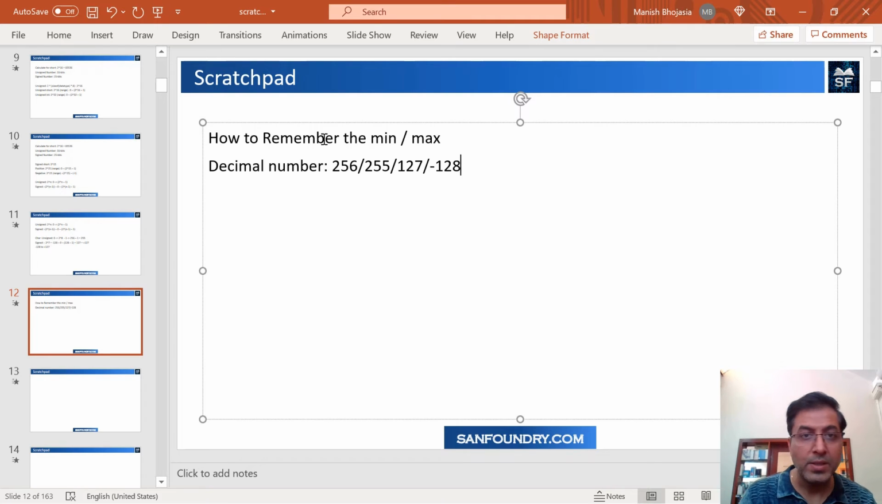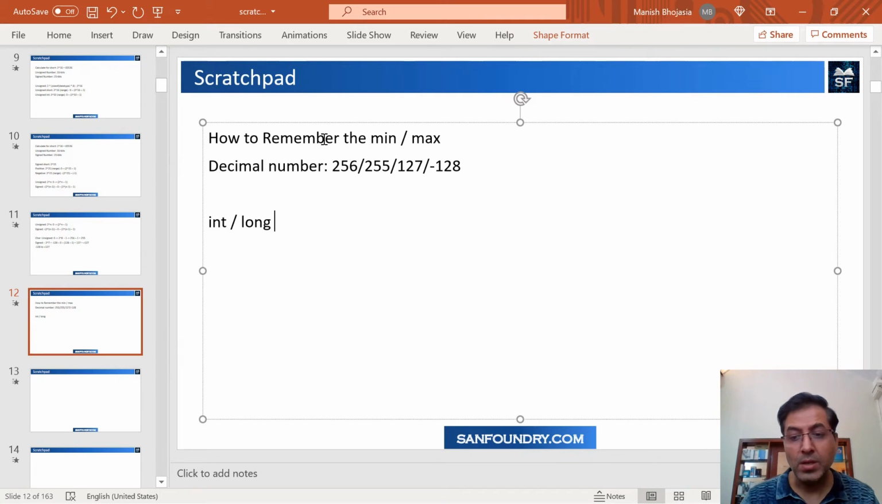But when you talk about large entities like integer, 2 to the power 32 minus 1, or 2 to the power 31, those are very large values. How do we remember them? Really speaking, we should not memorize them by heart. We should not remember them in terms of decimal because they are very large numbers. Think about a long integer. Think about a long.